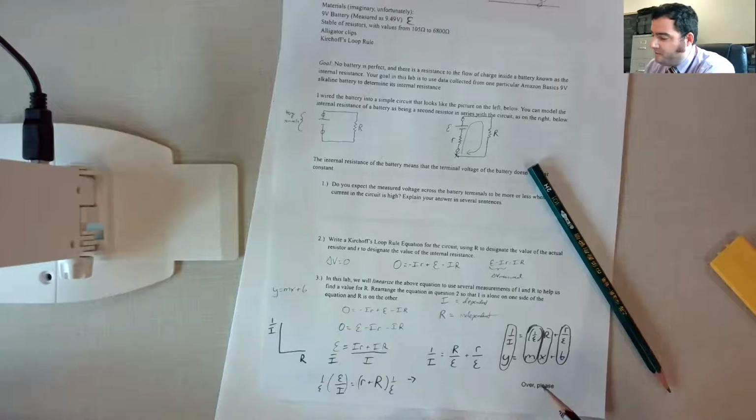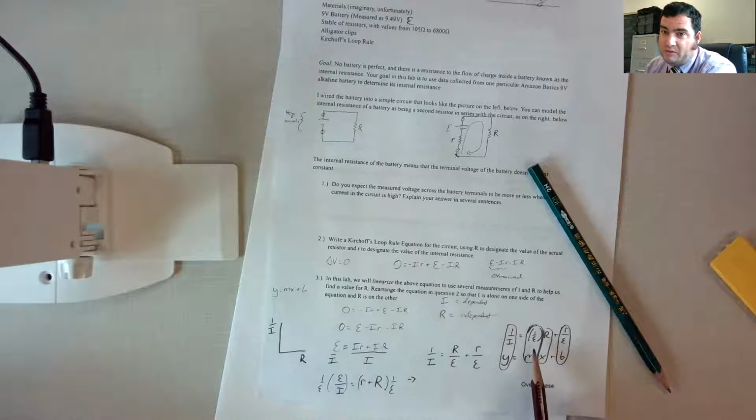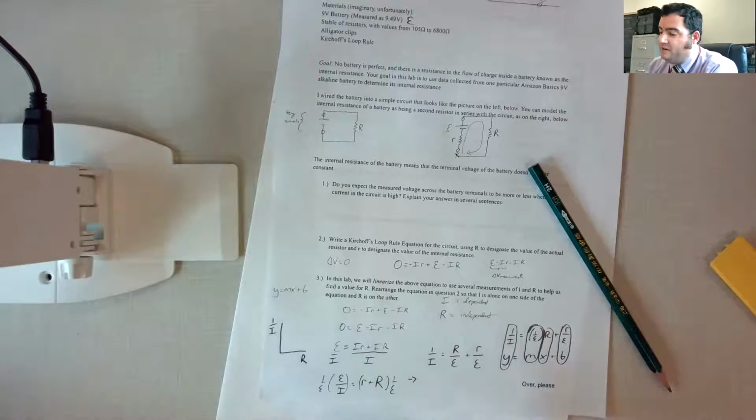So ultimately, I'm going to make this graph, and that's what's going to get me the things I want. The slope ought to be 1 divided by the voltage. That'll be a nice check. The intercept will allow me to solve for little r. Once I get the intercept, I'll just set it equal to little r over the battery's EMF and solve for little r.